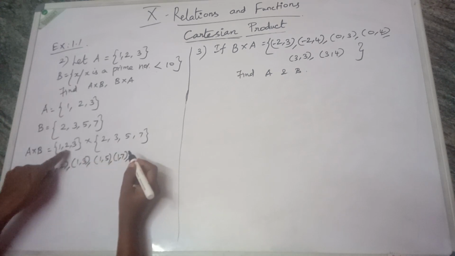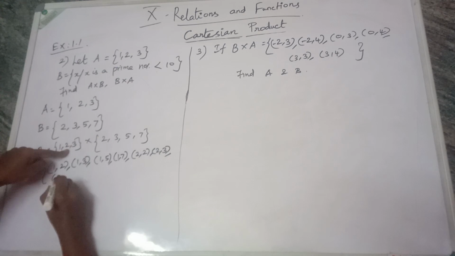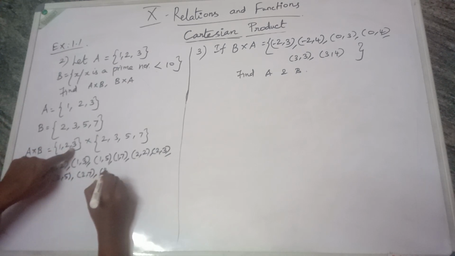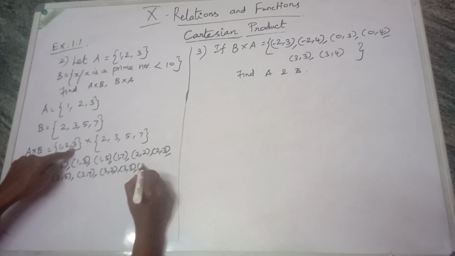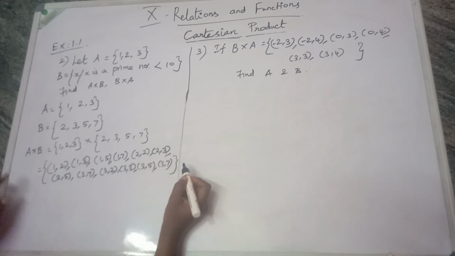Then if you take the second element 2: (2, 2), (2, 3), (2, 5) and (2, 7). And if you take the third element 3: (3, 2), (3, 3), (3, 5) and (3, 7). That's all. This is A cross B.